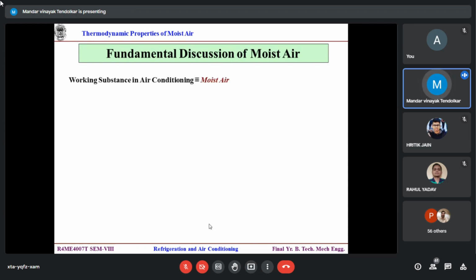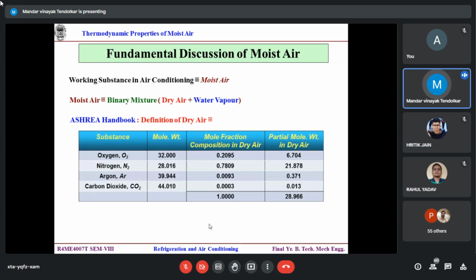Okay, now the fundamental discussion of moist air continues. The working substance of air conditioning is moist air, which is a binary mixture of dry air plus water vapor. So whatever thermodynamics we had seen for the vapor absorption system, binary mixture, the same is applicable over here. Dry air plus water vapor.